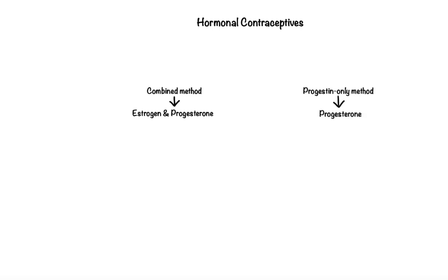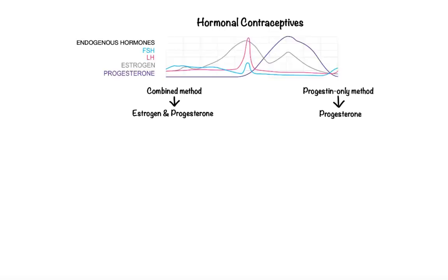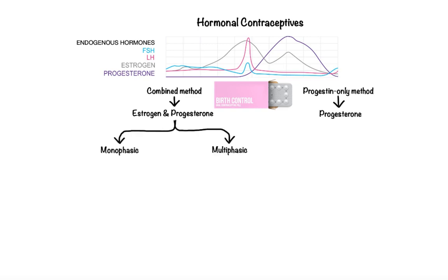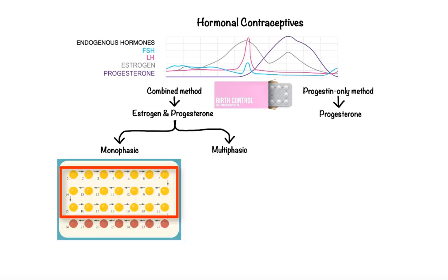Alright, so before we discuss how each of these methods prevent pregnancy, for a reference, let's bring back our chart representing fluctuations of endogenous hormones throughout the normal phases of the menstrual cycle. Now, although hormonal contraceptives come in different forms, such as patches, injections, and vaginal rings, the most widely used form is the oral tablet, also known as the birth control pill. Combination birth control pills come in different formulations, commonly referred to as monophasic and multiphasic. In monophasic formulations, the pills deliver the same amount of estrogen and progestin each day for the first 21 days, followed by 7 days suspension or 7 days of placebo pills.